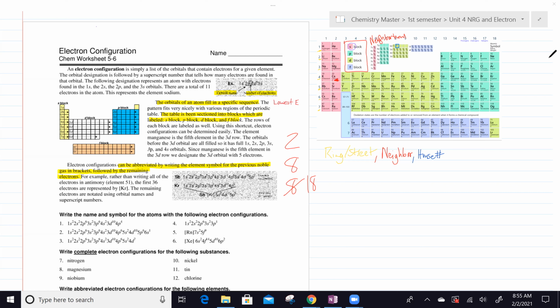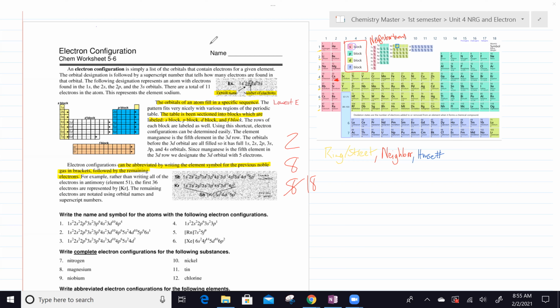So here's what I need you to label on your periodic table. These street numbers that we talked about earlier, right here, are true. First street, second street, third street, fourth street, fifth street, sixth street, seventh street. But this D block is a little funky. So realistically, the D block is actually a street behind.